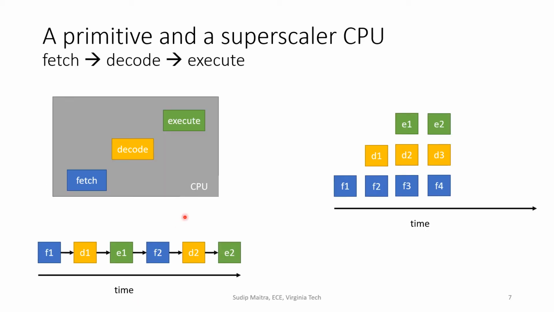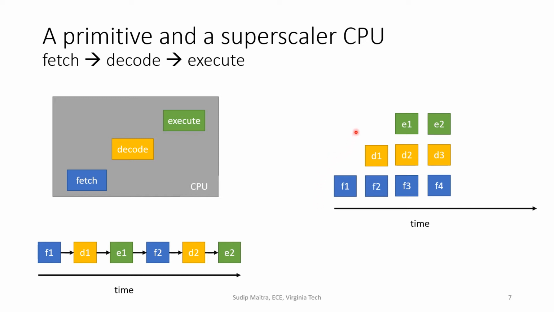So let's say we have a primitive CPU on our left, which fetches, decodes, and executes instructions sequentially. As time moves on, it first fetches an instruction from the main memory, decodes it, and then executes it, and then repeats the cycle. But that's not very efficient because when it's fetching, it's not doing anything else, and these units are basically idle. So that's not very efficient. So let's see if we can make things better.